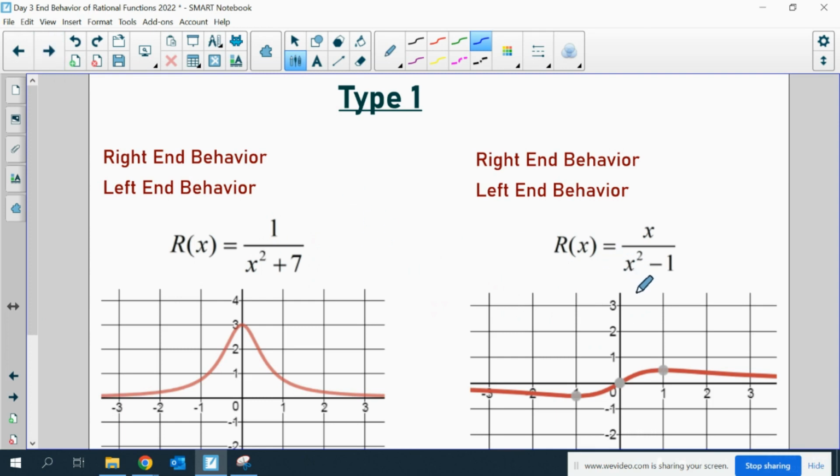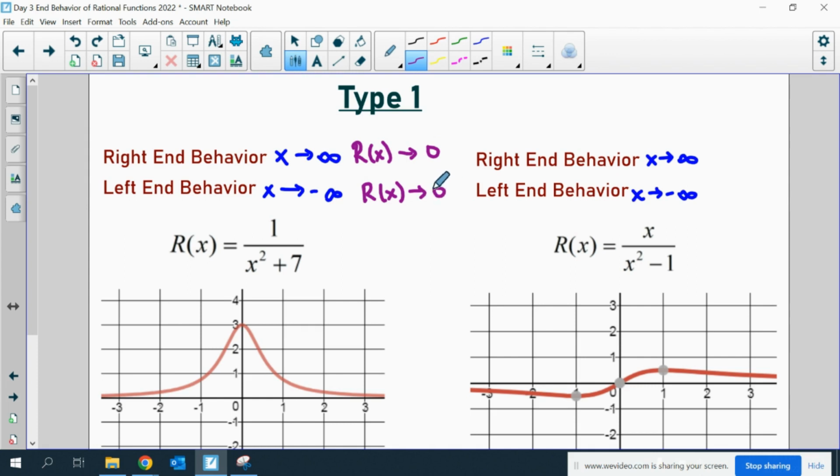So let's take a look at these two curves. What we're looking for is the end behavior. To the right would be what happens as x approaches infinity. And the end behavior to the left would be what happens as x approaches negative infinity. And so as I look at both of these graphs, what I see is that as x approaches infinity, or x approaches negative infinity, I end up with the function r of x approaching 0.